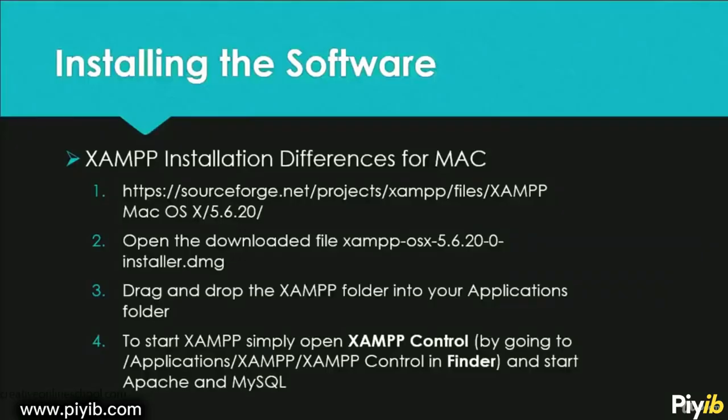If you're not using Windows, then the installation instructions provided already may not tell you all you need to know. For XAMPP, if you're on a Mac, you can use the download location I provided in Figure 1. After downloading, just open the downloaded file. It should be named the same as I listed here. Drag and drop the XAMPP folder into your Applications folder. That should complete installation. And then, to start XAMPP, simply open the XAMPP control by going to /Applications/XAMPP/XAMPP Control in your Finder. And from there, you can start Apache and MySQL.